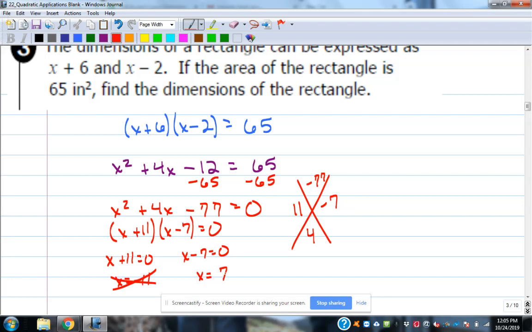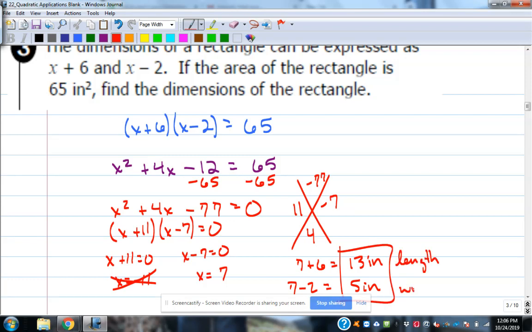So if you put x equals 7, yeah, you worked the problem right, but that's not the answer to the right question. So we need to find out what the dimensions are. So we'd say 7 plus 6 be 13 what? Inches. And then 7 minus 2 be 5 inches. So those are the dimensions. Obviously, this is length, and this is width. So nothing too bad here. Rectangle problems are usually pretty easy.